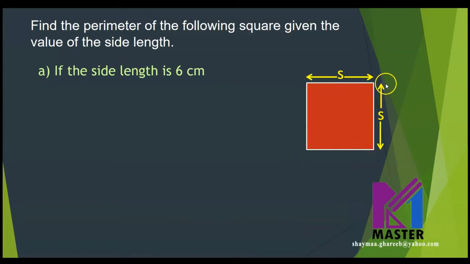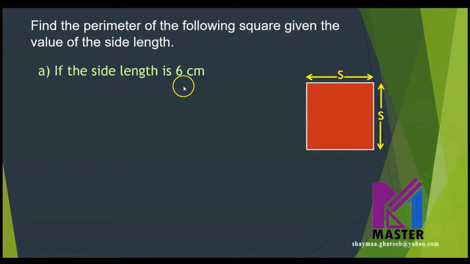So if I said the length here will be S, it means all the sides are equal and all of them will be S. The first question: find the perimeter if the side length is 6, which means S equals 6 centimeters. And please remember, when we calculate the perimeter or the area or the length of any shape, we have to write the unit in our answer.